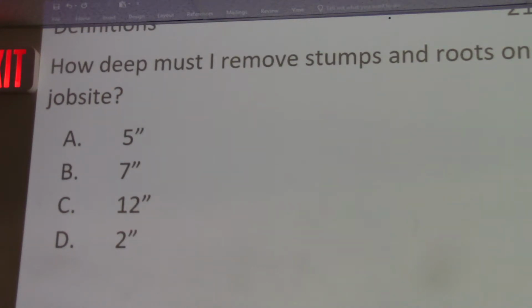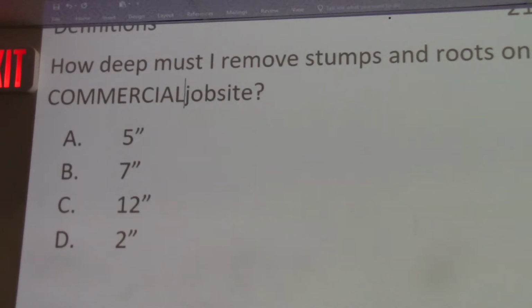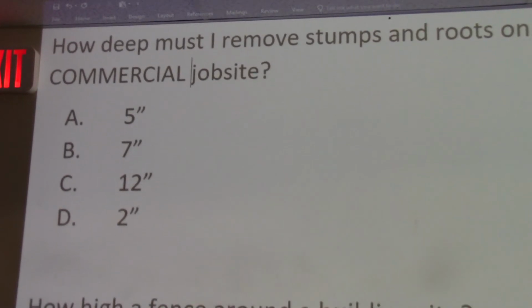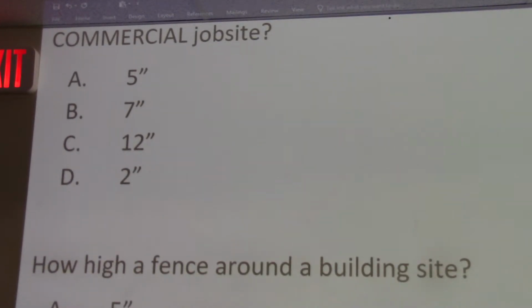I could double check. I could be wrong. Well, if we don't have the exam in front of us, they usually should say, how deep must I remove stumps and roots on a commercial job site? Right, to be fair, but you don't always get that. You're right about that. I was trying to figure out how. I added it into the question, but he's going to look it up if you have that question. Now, are we all good on that one? Do we make it our special thing in the back of the book, our special index? Sometimes it's good just to write it on a side paper, and then we'll figure it out.